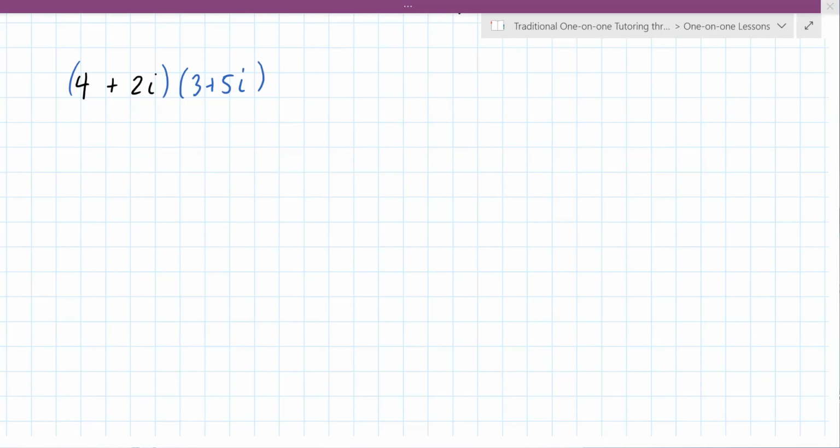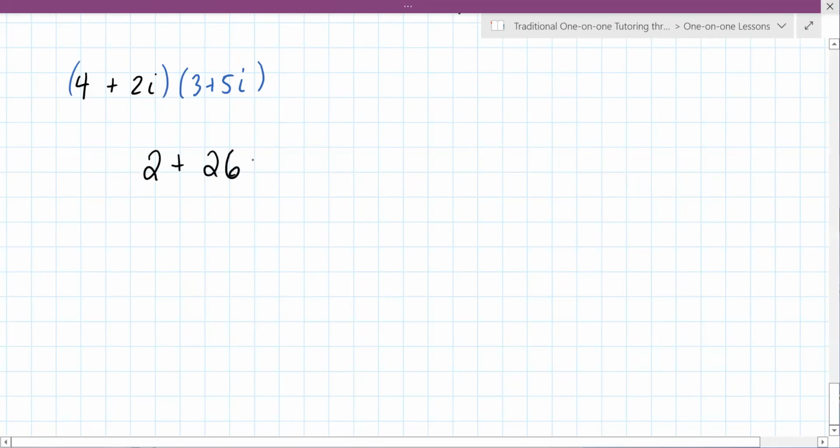12 plus 26i minus 10. What's your final answer? Give me your final answer when you FOIL that. 2 plus 26i. Yes. And as a reminder, it was 34 on the bottom. So now this is not done though.